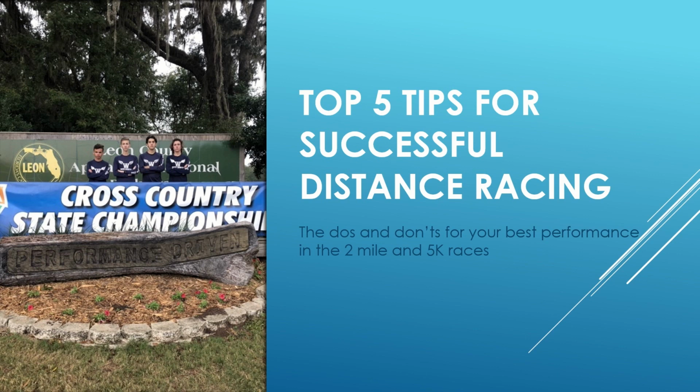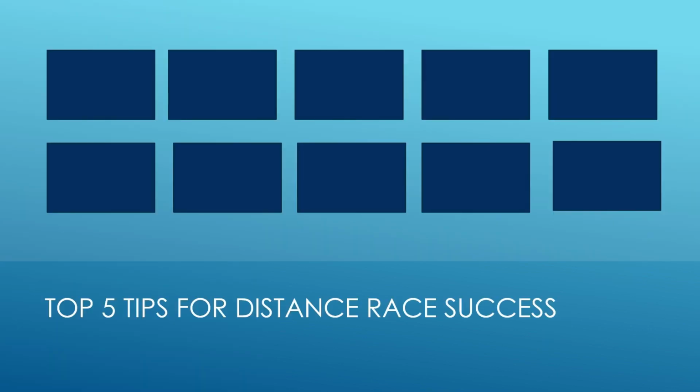These two races are more closely tied together than, say, the 2 mile and the mile, just because of the way your body is having to contribute energy and also just the pure length of the race. I'll do a similar video on the successful tips for running the middle distance races, which I'll include the 800 and the 1600 meters. So, top 5 tips for these distance races.